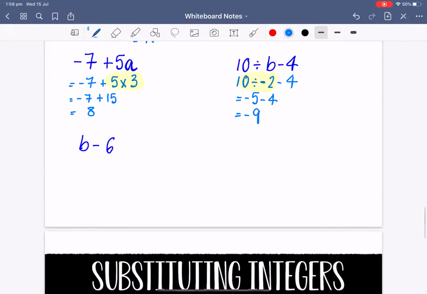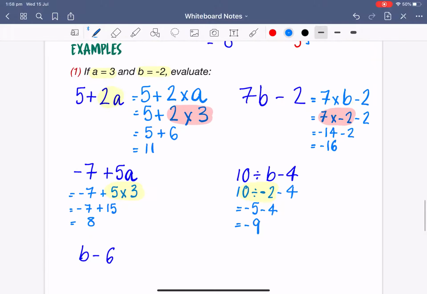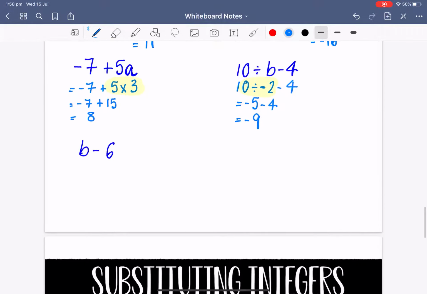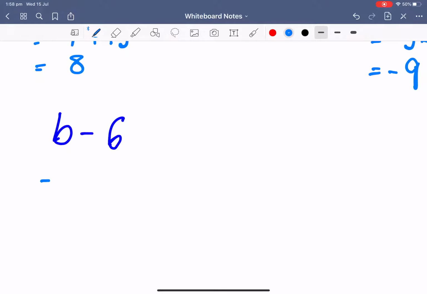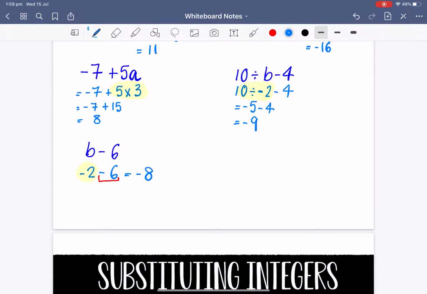Let's do one more. So B, take away 6. So B is -2. -2 take away 6 equals, so you've got -$2 in your bank account, right? And you're going to take away 6. So now you will have -$8. And you can also have a look at that on a number line if that helps.